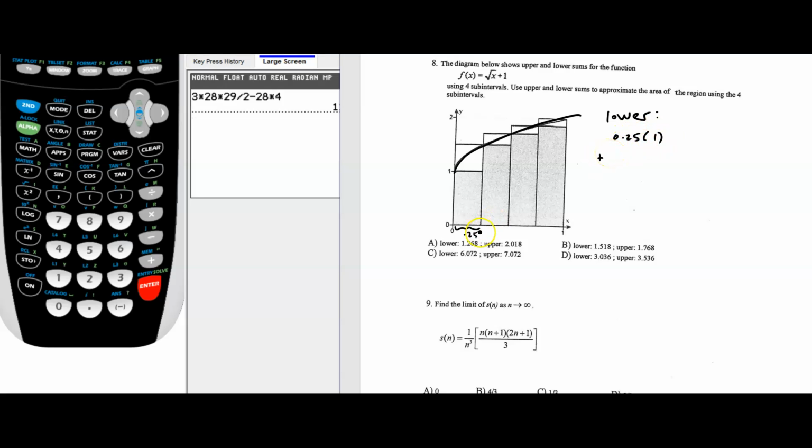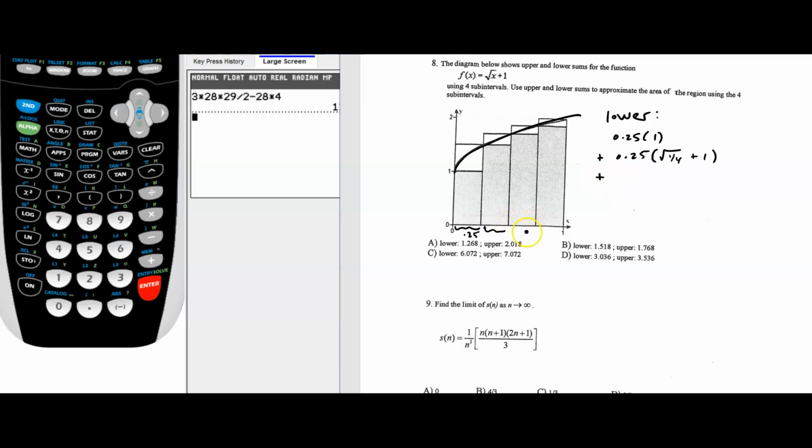The next rectangle has an area of 0.25 multiplied by, it's not 1. What's this x value here that's getting plugged into that function? That x value right there is 1/4. So the height is going to be the root of 1/4, or the root of 0.25 plus 1, because f of any x value is the root of that x value plus 1. So if our x value is 0.25 or 1/4, that's how I would set that up.